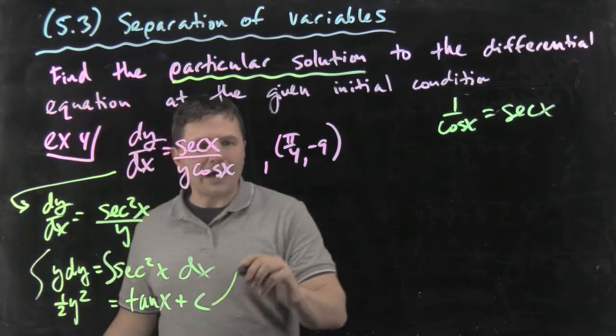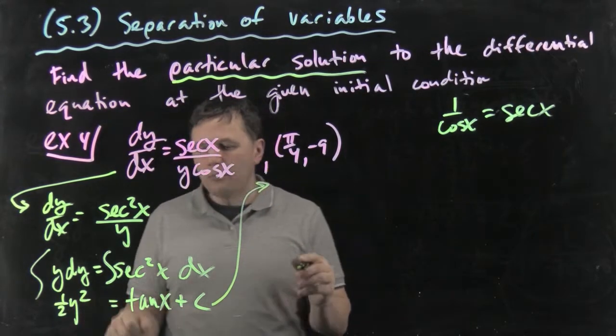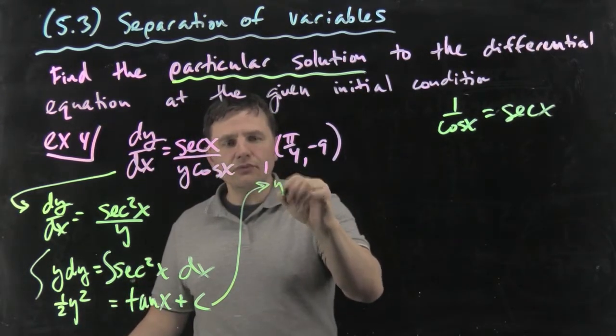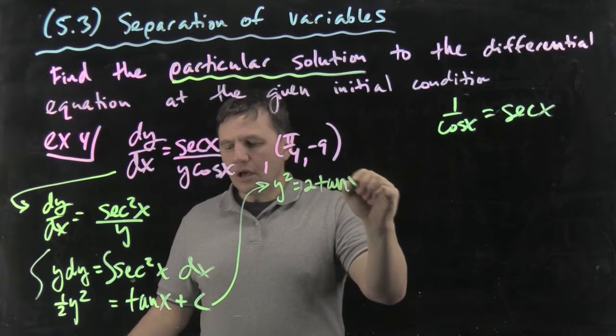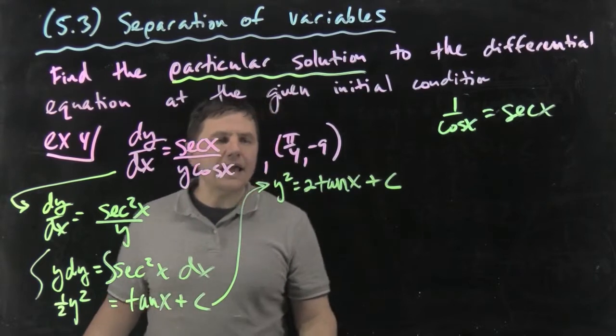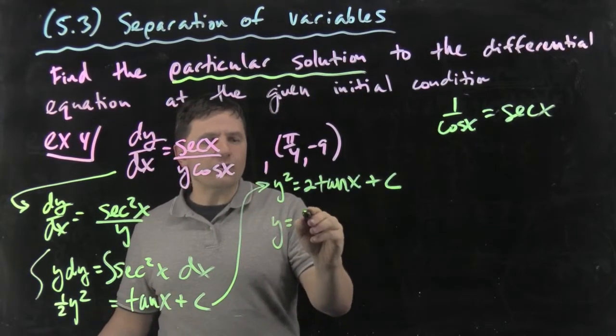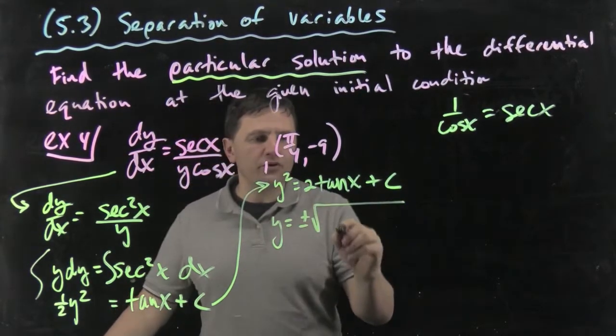Now let's solve for y, okay? So I'm going to multiply everything by 2. So I get y squared is equal to 2 tangent of x plus c, all right? And now I'm going to take the square root. Don't forget, when we take the square root, we do need a plus or minus.